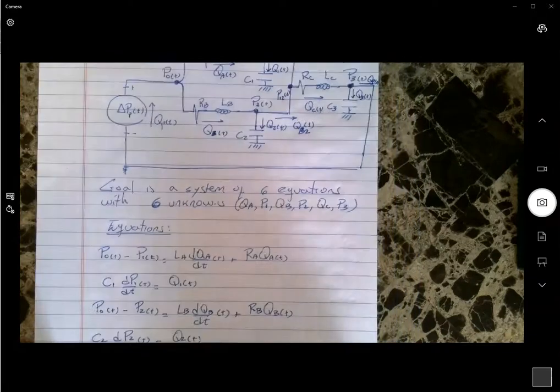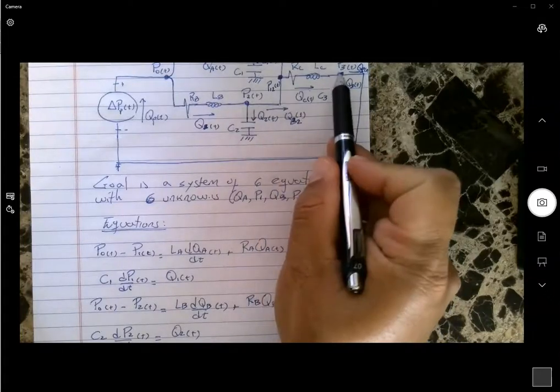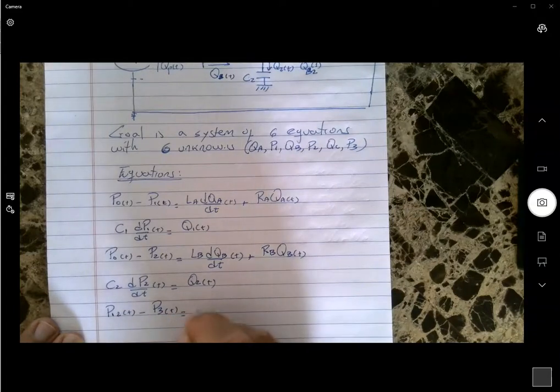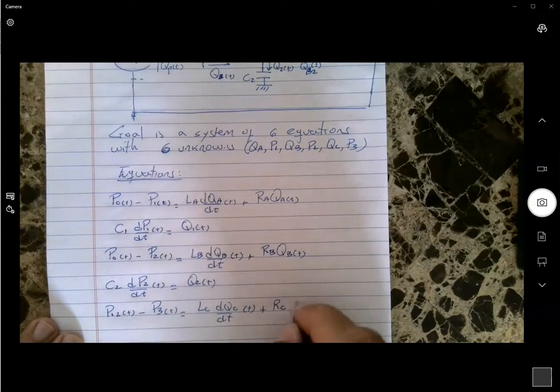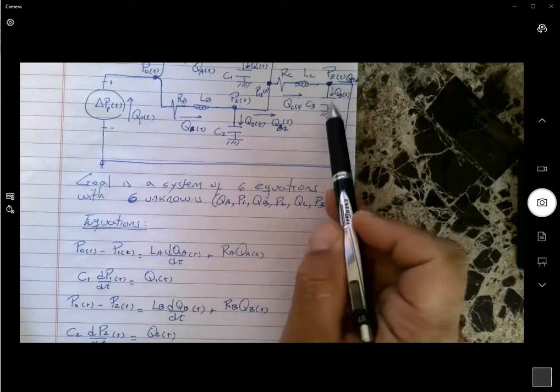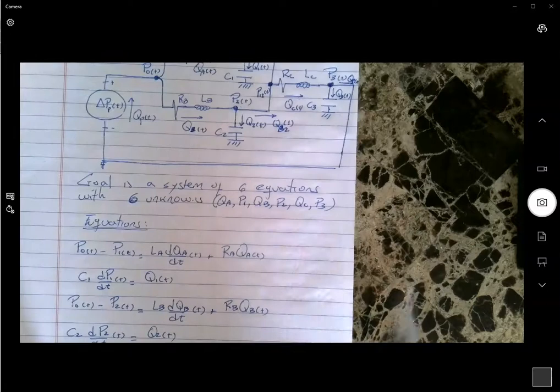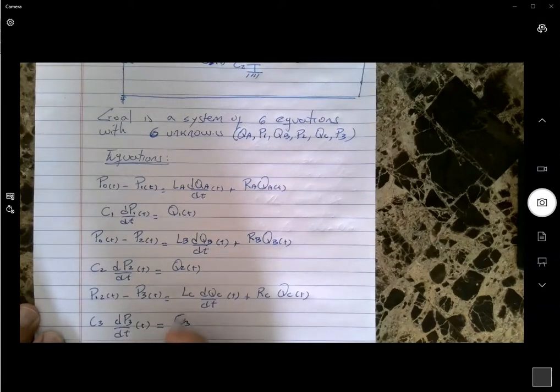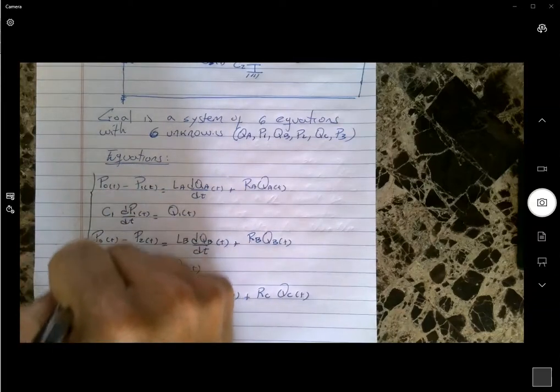Likewise, we can establish the difference in pressure between this point and this point. So the pressure drop P12 minus P3 equals LC dQC/dt plus RC QC of T. Well, the pressure change at this point times the compliance C3, or the capacitor C3, equals Q3. So C3 dP3/dt equals Q3 of t.